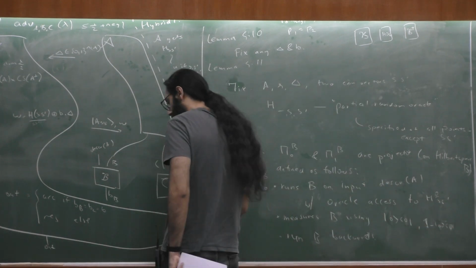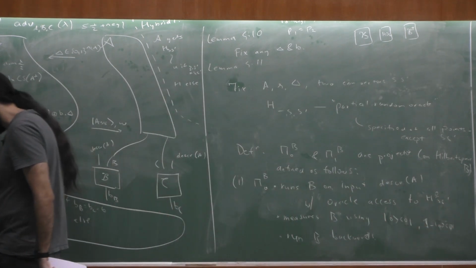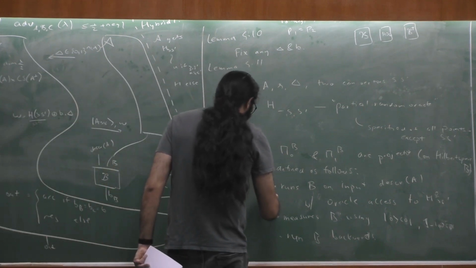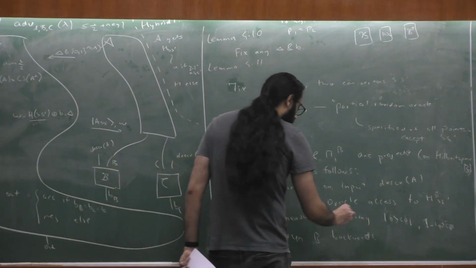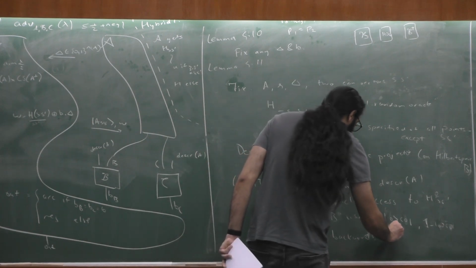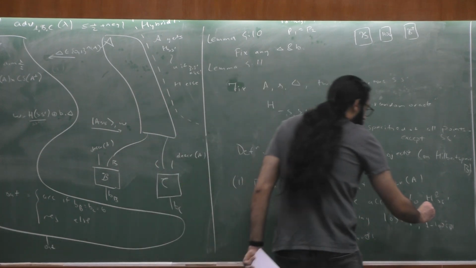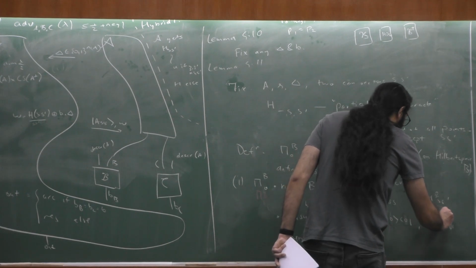Okay, and then if you're using pi 1b, the definition of pi 1b would be essentially the same thing, except that you now check 1, and you use Oracle H1. Right.